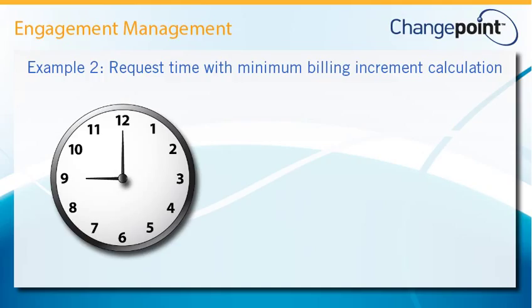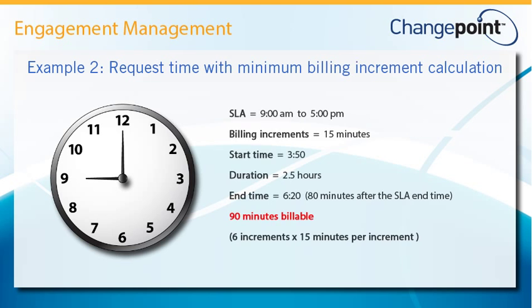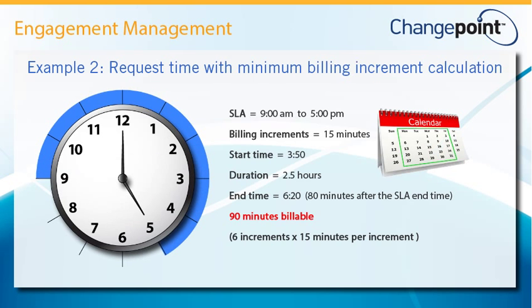Example 2. Request time with minimum billing increment calculation. Minimum incremental billing is the practice to bill the customer for blocks of time no matter how much time was actually spent on work. If minimum increments have been defined for the support desk in charge of the request resolution, every block of time is billed in full to the customer, even if the entire block of time was not used up. For example, the SLA of the customer is from Monday to Friday, from 9 a.m. to 5 p.m. with 15-minute minimum increments.